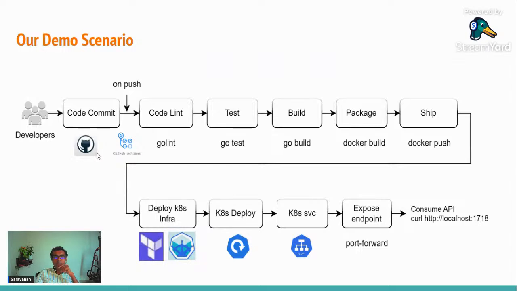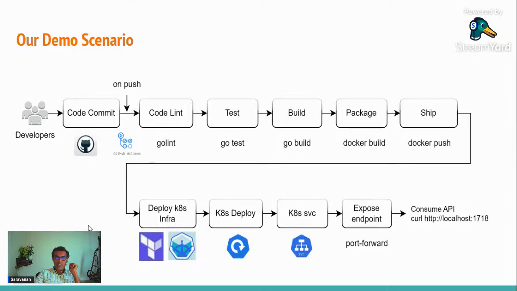As part of our demo scenario, I have created a demo Go project for converting text or a link to a QR code. Once the code push happens in the repository, it will trigger the GitHub Actions workflow. In GitHub Actions, I have implemented a CI workflow that incorporates Go linting, code linting, automated unit testing, and automated build and package using the Docker build command, and then it uses Docker push to push the image into the Docker Hub registry.